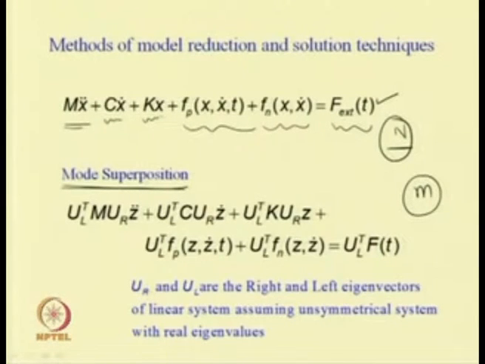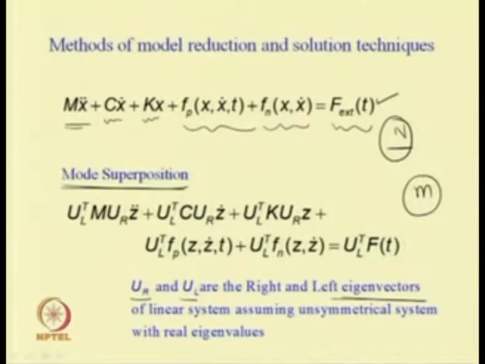So, one can find the eigenvalues. If the matrices are unsymmetrical, one can find the right and left eigenvalues and eigenvectors. One can find these left and right eigenvectors of the system corresponding to the eigenvalues. So, after finding these left and right eigenvectors, one can use them in this equation.